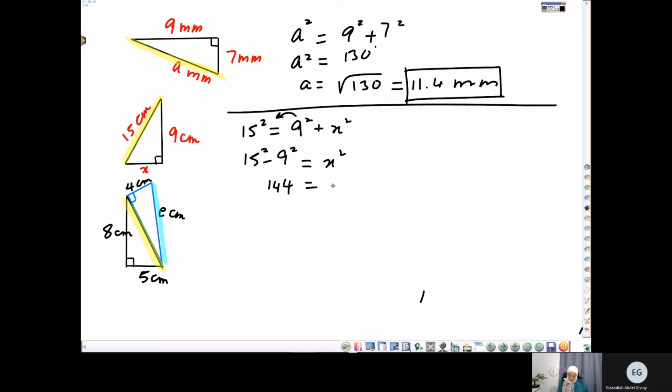15 squared minus 9 squared is 144. Oh, why didn't we expect? It is a multiple of the golden triangle. So x will be the square root of 144, which is 12 centimeters.